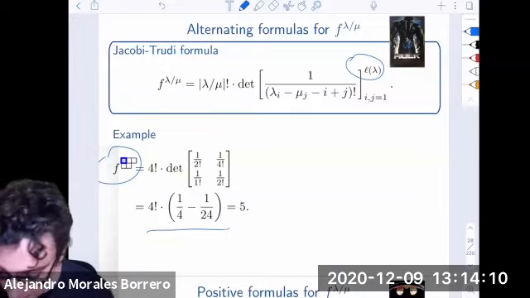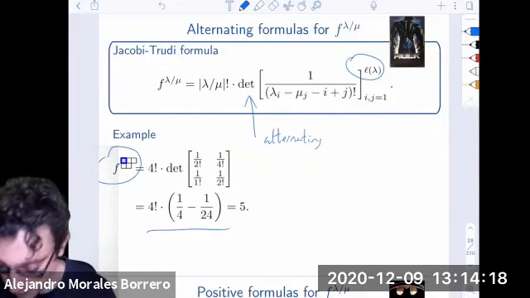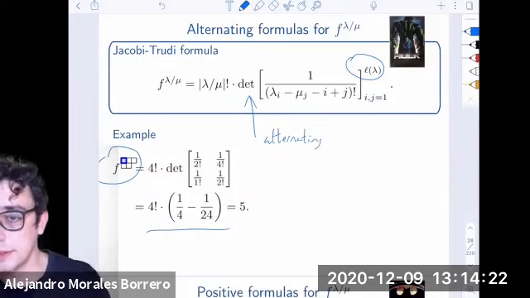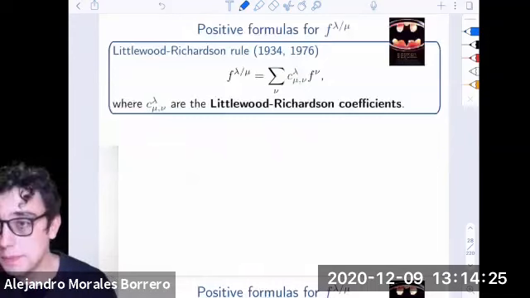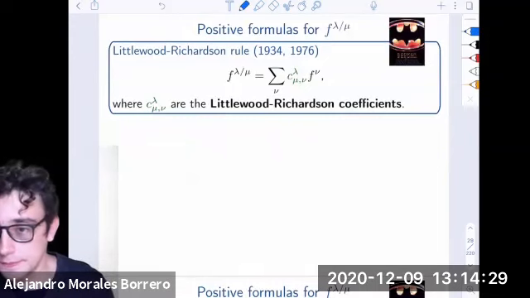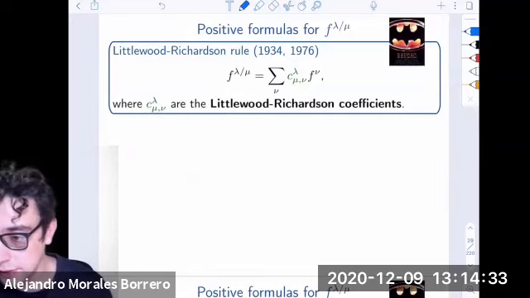That's still pretty good, but it's a determinant, so it's alternating. So we could be a bit picky and say, well, are there positive formulas? Are there any questions? So we could be a bit picky and ask, is there a positive formula?